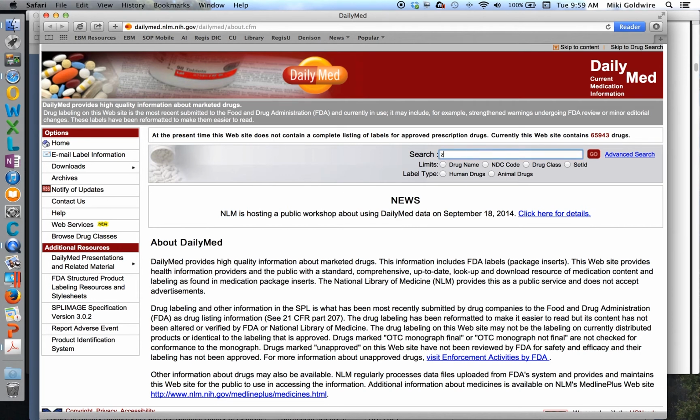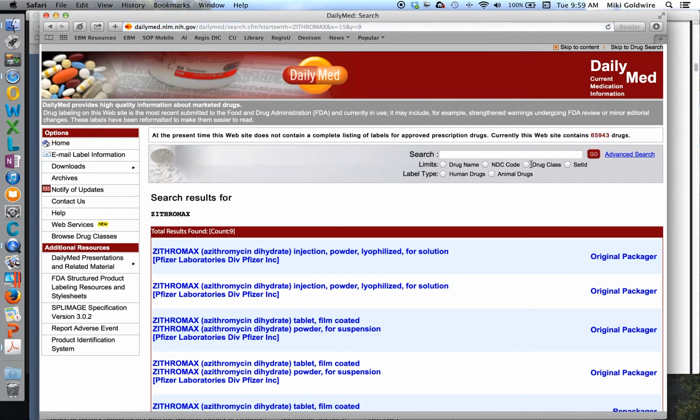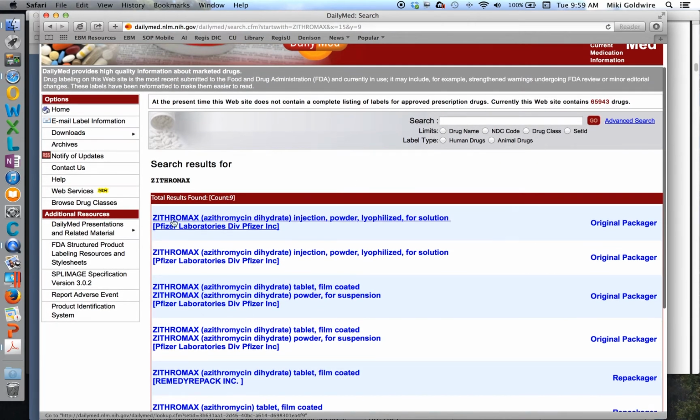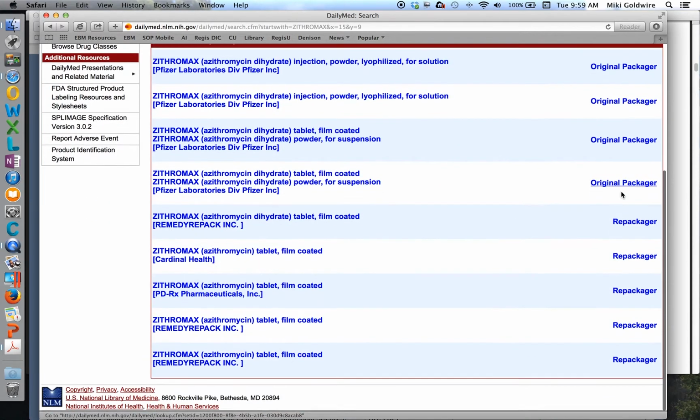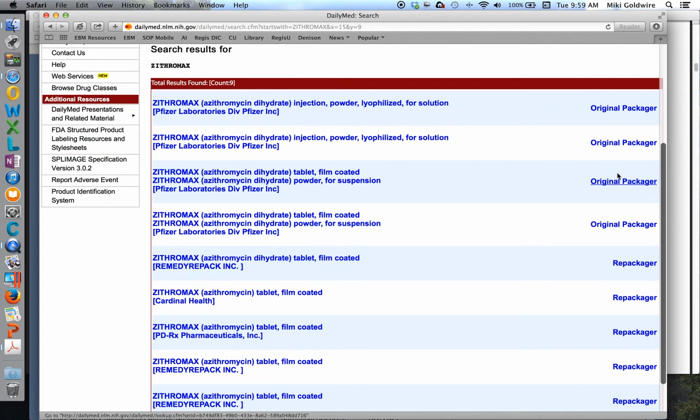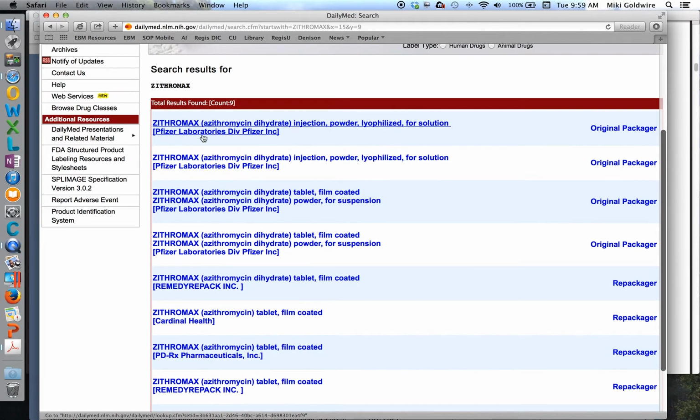So if we type in Zithromax and hit enter or the go button, package inserts come up for Zithromax. You can see here we have repackagers, which we don't want. We want the original packager, which is the brand name Pfizer. Now we have to be careful we choose the right one.